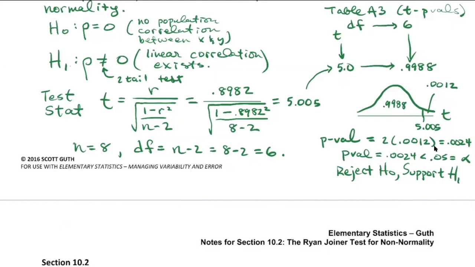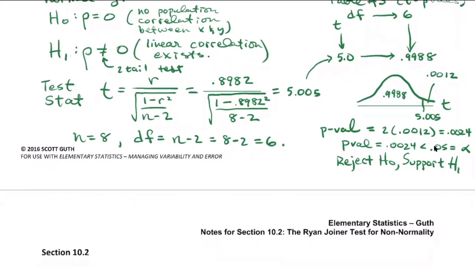H1 is the one that said that linear correlation exists. And I'm not going to say linear correlation exists, but I am going to say that the data support the claim that linear correlation exists. Way under the margin here, the data support the claim that linear correlation exists.